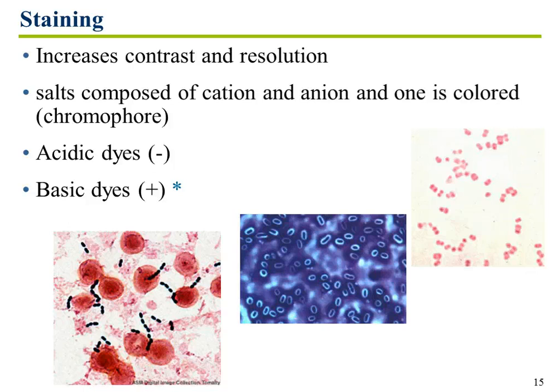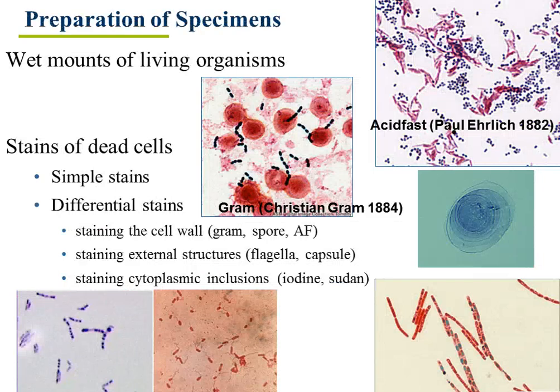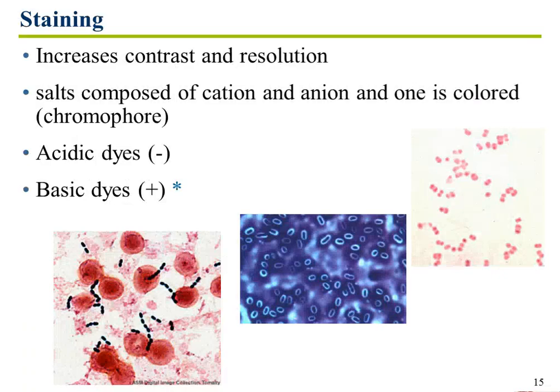We use salts with charges on them, plus and minus charges. One of the ions is colored. It's called a chromophore. And they can be charged positive, they can be charged negative. If they're negatively charged, they're called acidic dyes, and if they're positive, they're basic dyes. I have an asterisk here, mainly because that's the group that we use all the time in lab. For the gram stain, for the acid fast, everything we're doing is basic dyes. So you've used methylene blue, you may have used crystal violet, safranin. We use bunches of dyes, probably 10 different dyes in this class. They're all basic dyes.